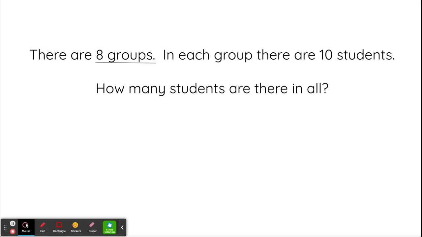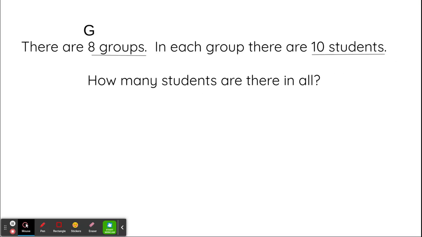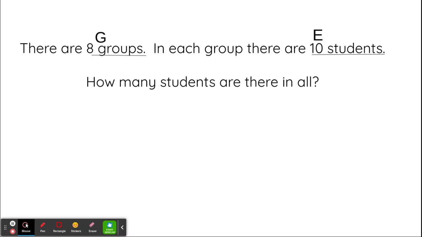In this problem, there are 8 groups, so write a G over the 8. There are 10 students in each group, so we write an E over the number 10. We need to find the total number of students, so we write a T next to the question mark.